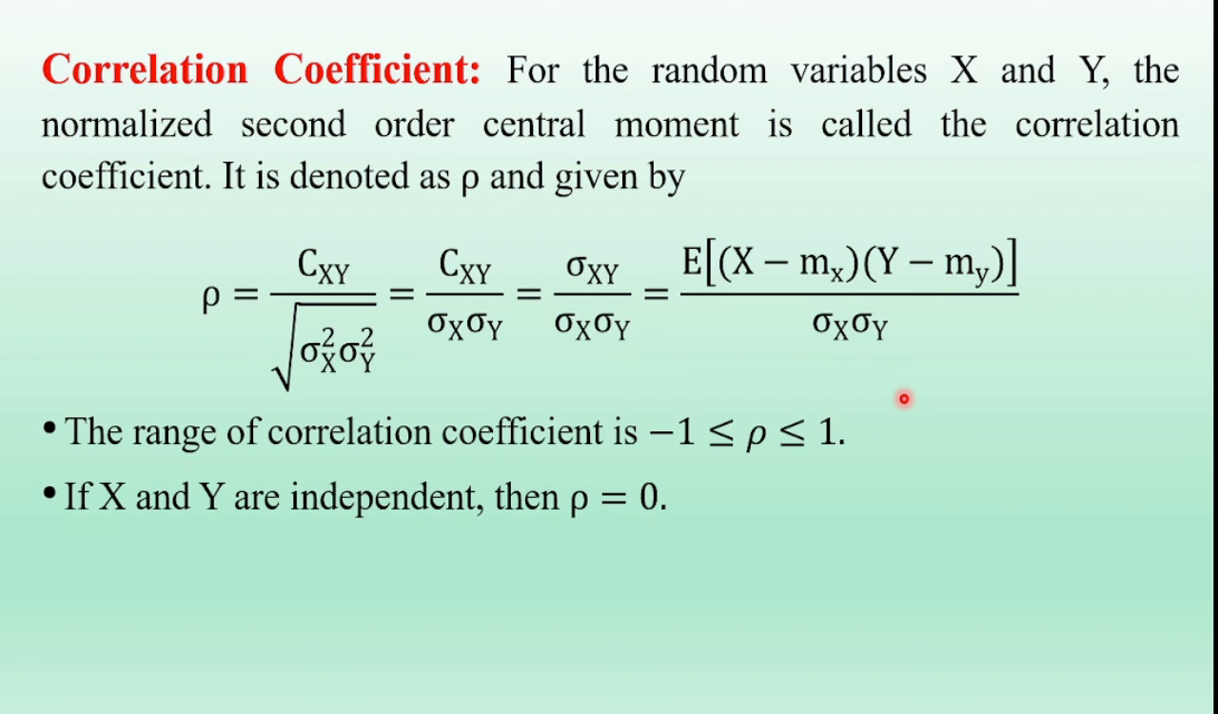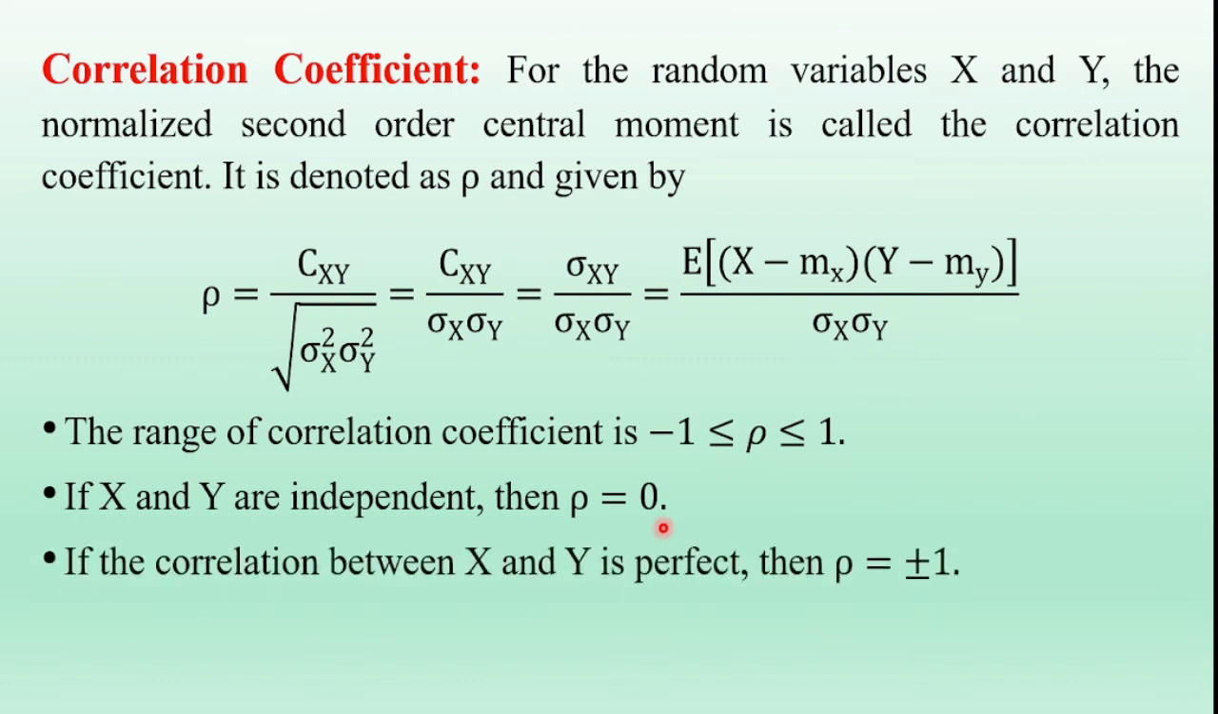If capital X and capital Y are two independent random variables, then the correlation coefficient is equal to 0. If the correlation between two random variables X and Y is perfect, then the correlation coefficient rho is equal to plus or minus 1. If X is equal to Y, then the correlation coefficient is equal to 1. So these are some important conditions of the correlation between the random variables X and Y, and of the correlation coefficient between two random variables X and Y. Some important properties or conditions.